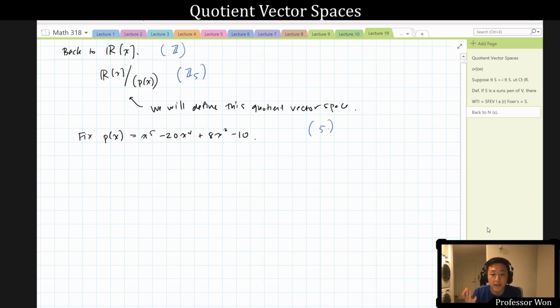When you talk about Z mod 5, you pick a number and you create a quotient space from the integers. You look at a bunch of equivalence classes of integers with respect to this number 5. We're now going to look at equivalence classes of polynomials with respect to this polynomial p. Okay, so we create equivalence classes of polynomials.